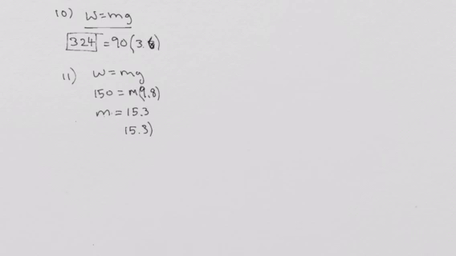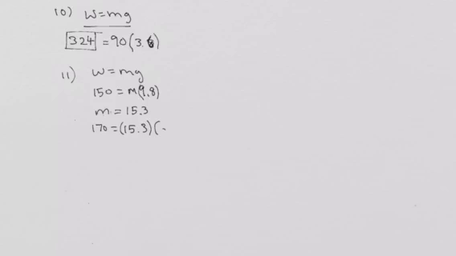We can plug that into the problem. So we know that we have a mass of 15.3. We know the weight is 170. And all we are left to find out is gravitational acceleration. And if we divide 170 by 15.3, it's about 11.1. And that is, if we look on the table, the planet that has a gravitational acceleration of approximately 11.1 is Saturn.